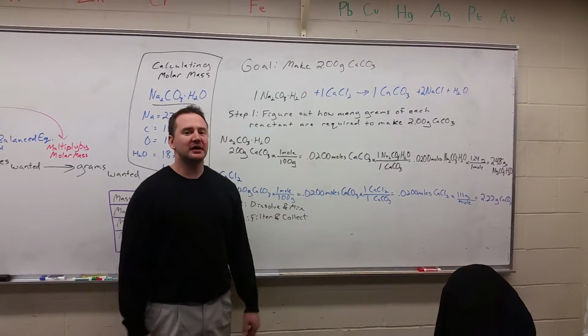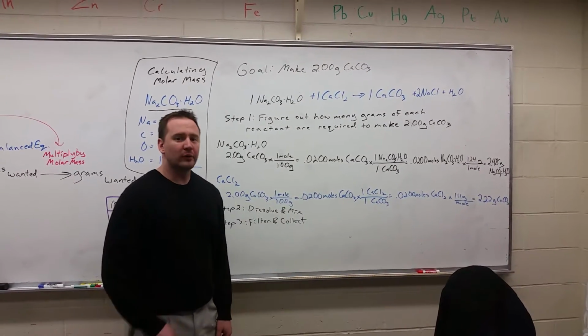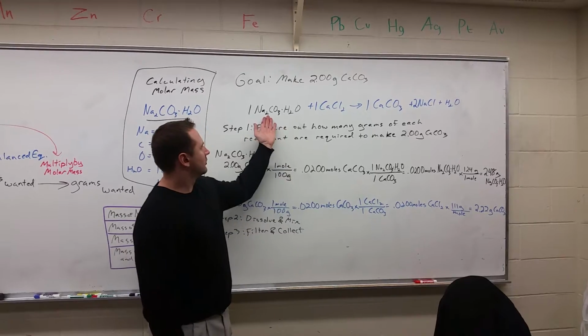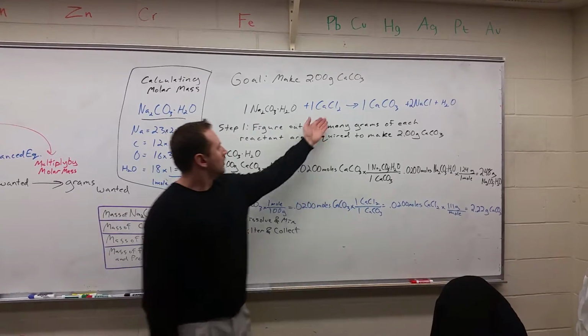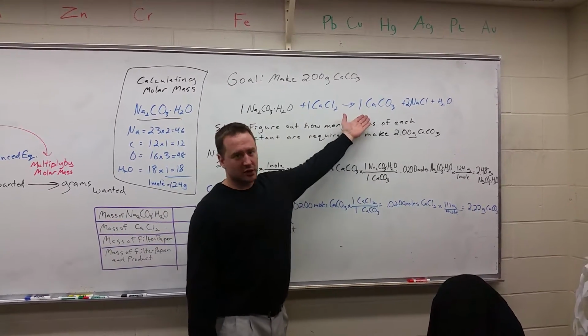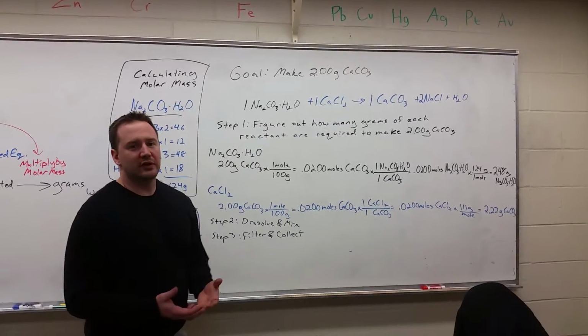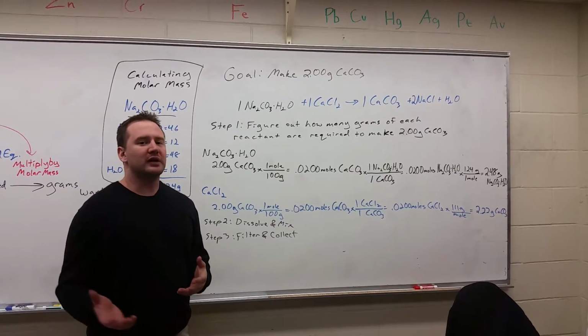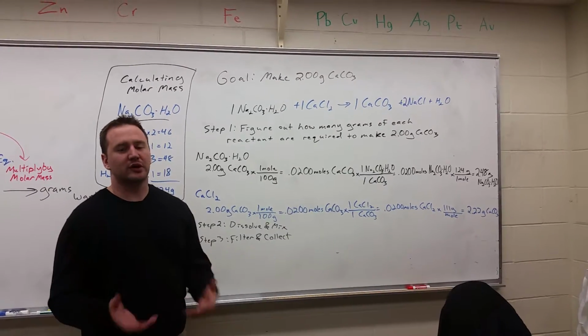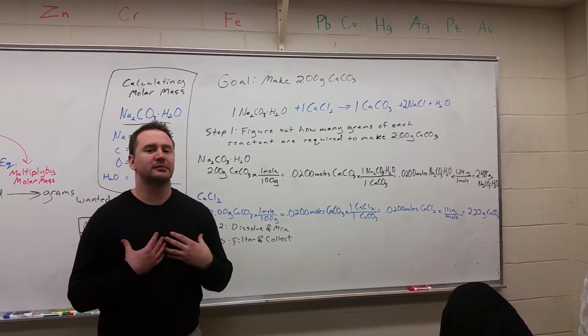Today's lab we're going to make calcium carbonate, or chalk. Now we can form chalk by reacting sodium carbonate monohydrate with calcium chloride to make that chalk and salt water. So the first thing you have to do is figure out how many grams of each reactant you're going to need to produce a certain amount of chalk. In this lab I've decided my goal is to make 2 grams.